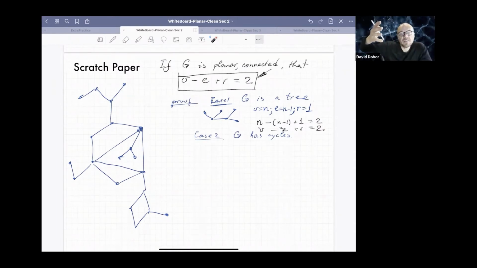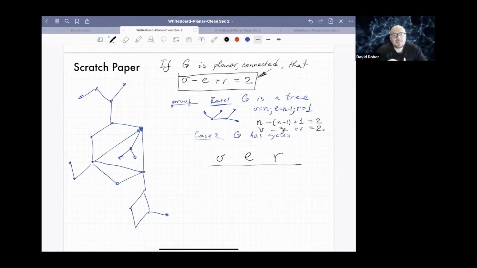So this G has cycles. So pick any cycle that you find, any one, and pick any edge along that cycle and just remove it from the graph. Now, I'd like to see what happens to the number of vertices, to the number of edges, and to the number of regions into which this graph splits the plane. So this graph splits the plane into some number of regions, right? I don't know how many.